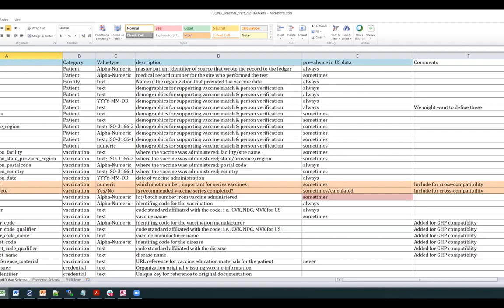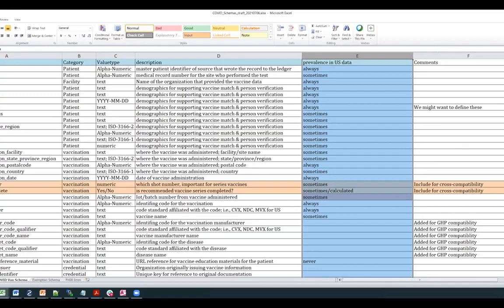Context is important. So to read this, we have the field name. We've put a category just for organization's sake. We also have the type of data that should go in that field, which I think is really important and has been missing from other schemas that we've reviewed previously. A brief description. I added, for historical purposes, the prevalence of that data in US data, which is my frame of reference. And then I also have some comments for our discussion today.